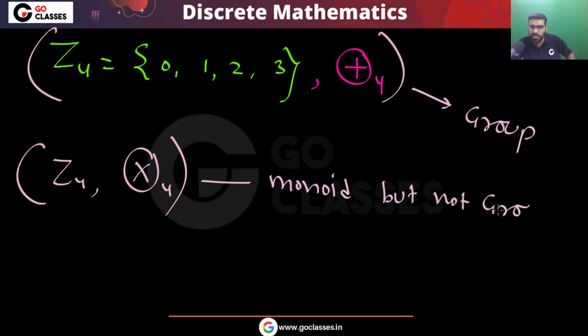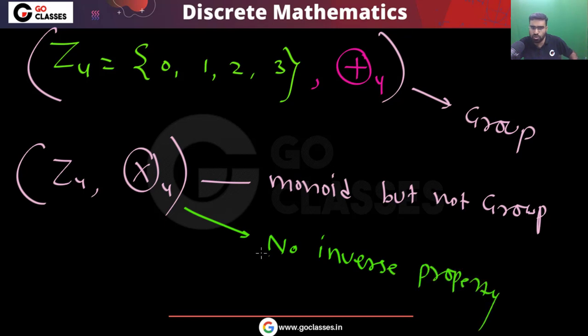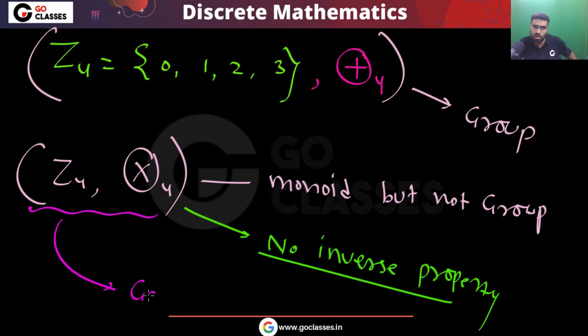The reason why this is not a group, the only problem, is the inverse property, because some elements do not have inverse. So what we did, we wanted to convert this to a group. How to convert this to a group? This is our target. Let's see how to convert it into a group.